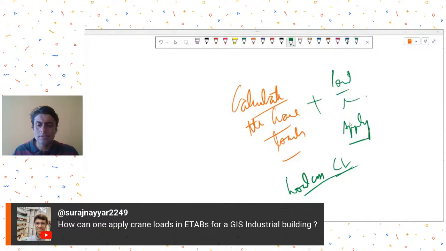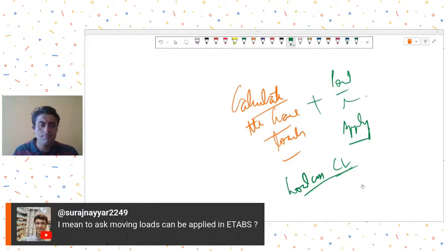Yeah, so just the general process in which you do. He's asking whether moving loads can be applied in ETABS. I have not tried it myself, but I'm sure there must be some way to apply moving loads. There is a process to apply pattern loads, but is there a process to apply point loads as moving loads? I'm not sure about it, but I guess there must be some way. Okay, yeah.